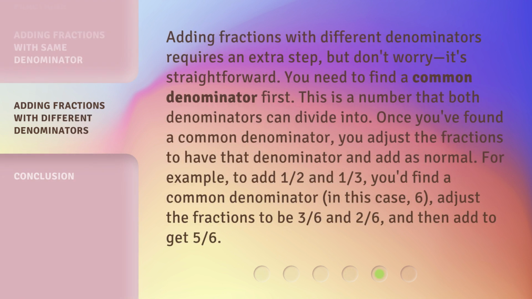Adding fractions with different denominators requires an extra step, but don't worry, it's straightforward. You need to find a common denominator first. This is a number that both denominators can divide into. Once you've found a common denominator, you adjust the fractions to have that denominator and add as normal. For example, to add 1/2 and 1/3, you'd find a common denominator, in this case, 6. Adjust the fractions to be 3/6 and 2/6, and then add to get 5/6.